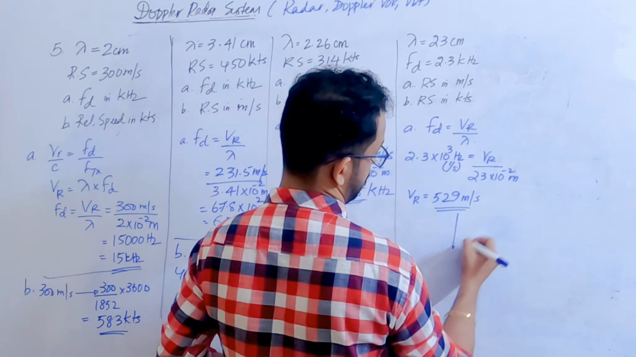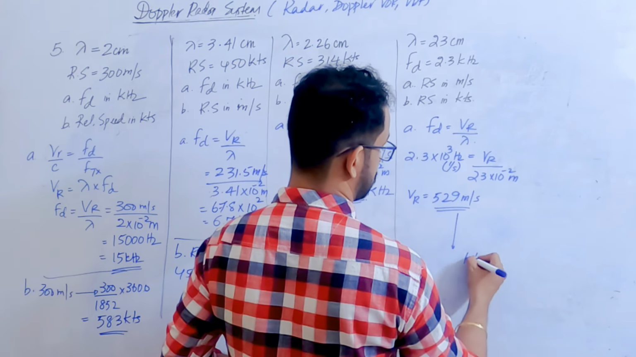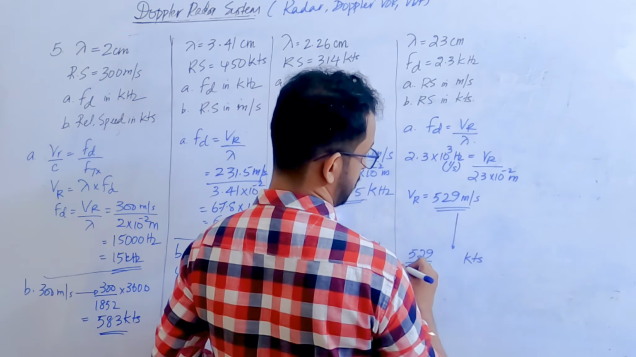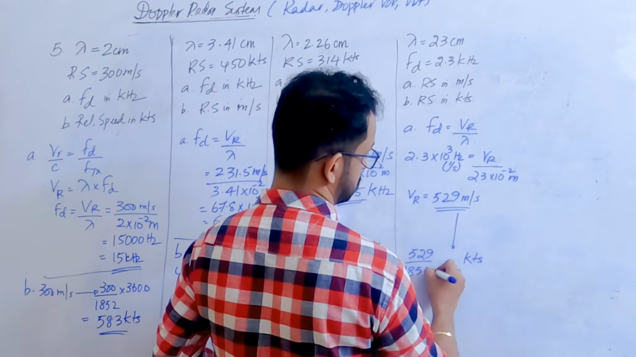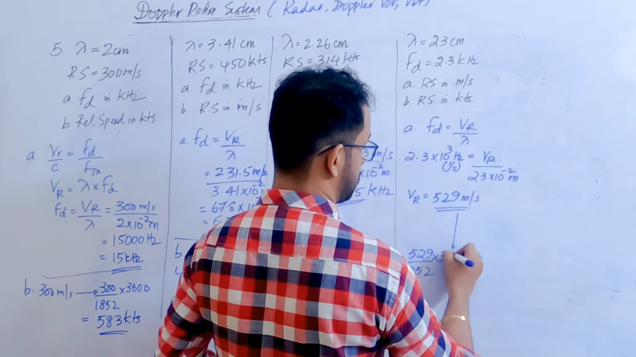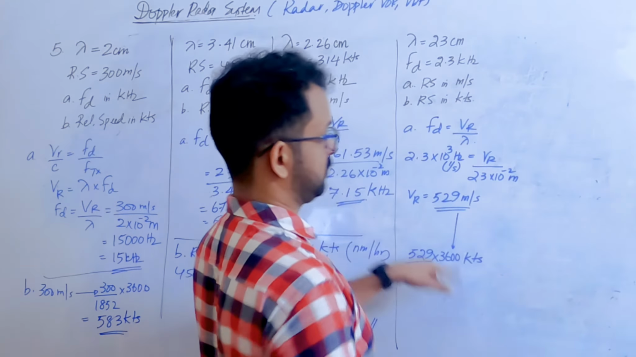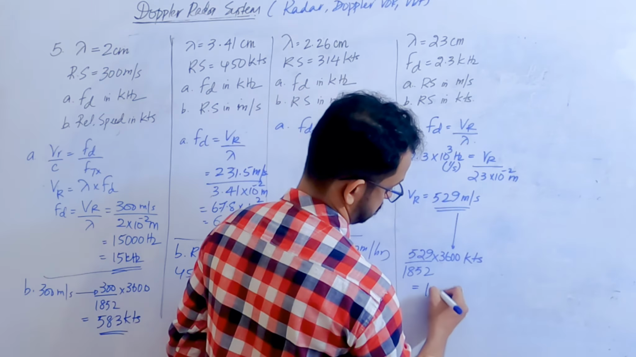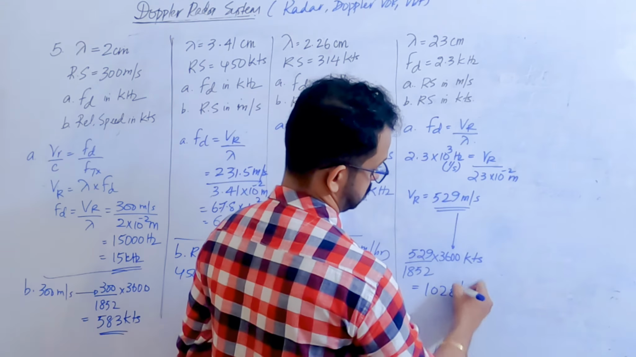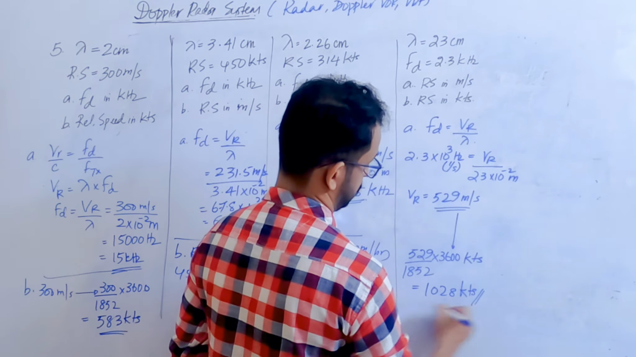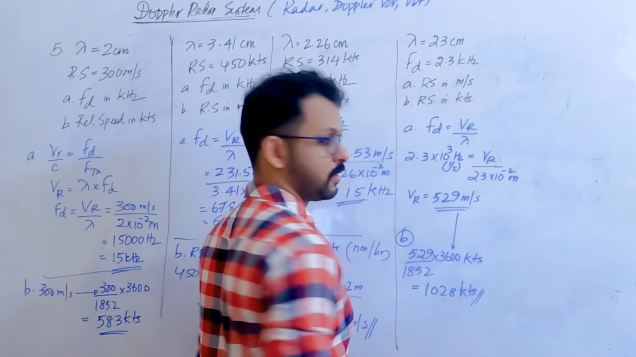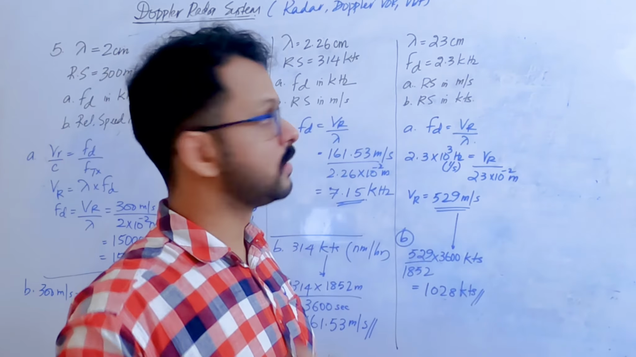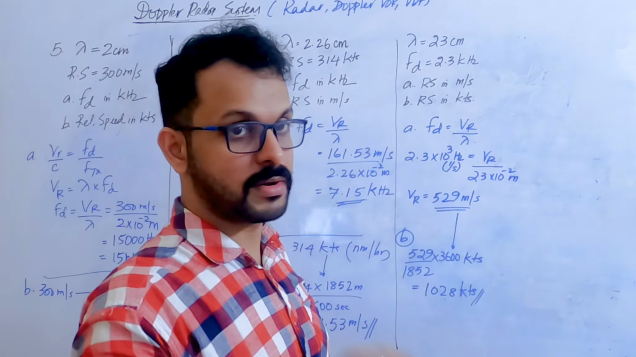And how will I convert this to knots? To convert meters to nautical miles, I have to divide by 1852, and to convert seconds to hours I have to multiply by 3600, so it's division by 3600 here. That's 1028 knots. That's going to be roughly double, so the answer to the second part is 1028 knots.